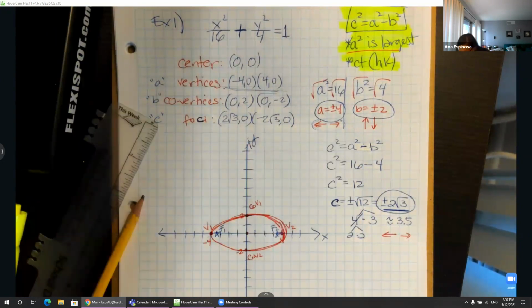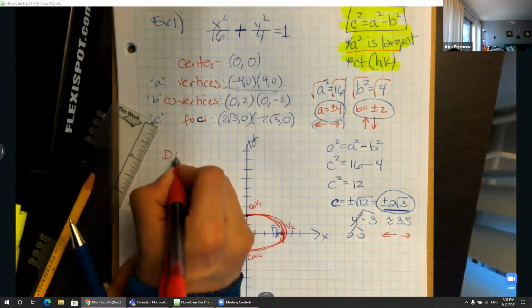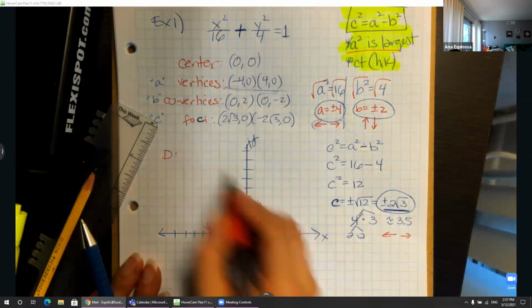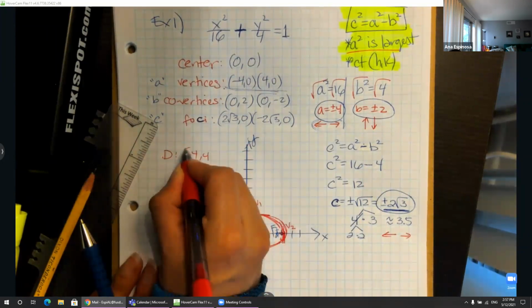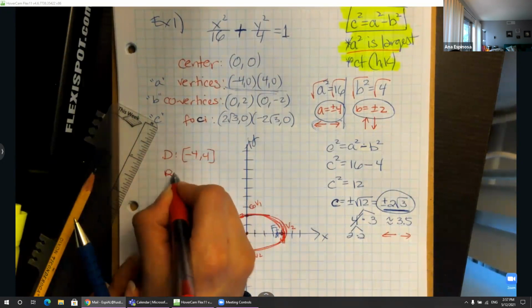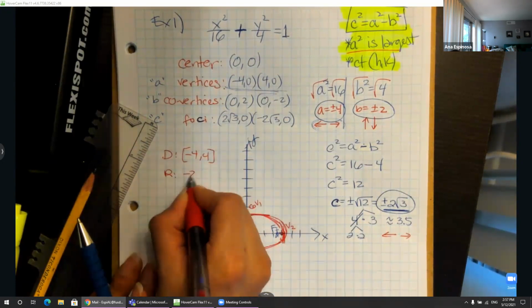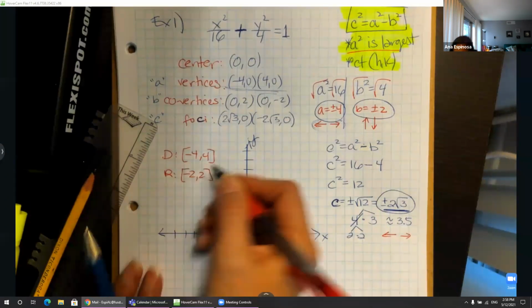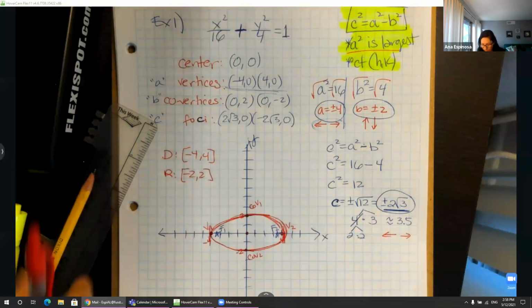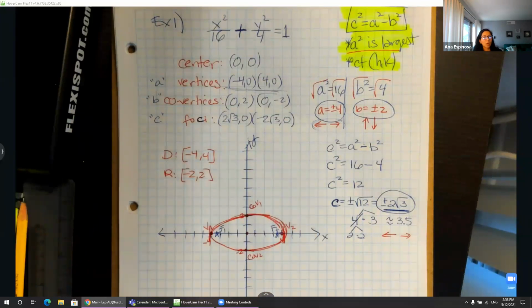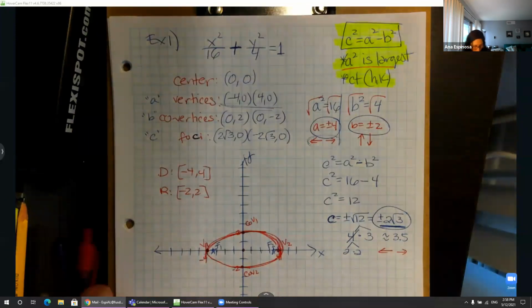We can also do domain and range. Domain goes from negative 4 to 4, bracket. Range goes from the lowest, negative 2 to 2. Done. So I have done everything I could on this problem, and that's basically what you will see on your test.